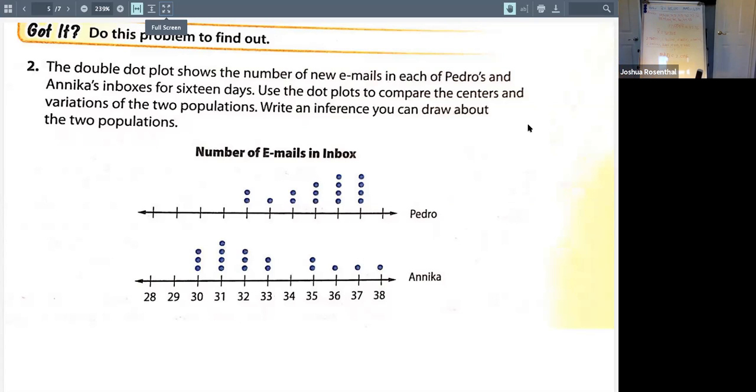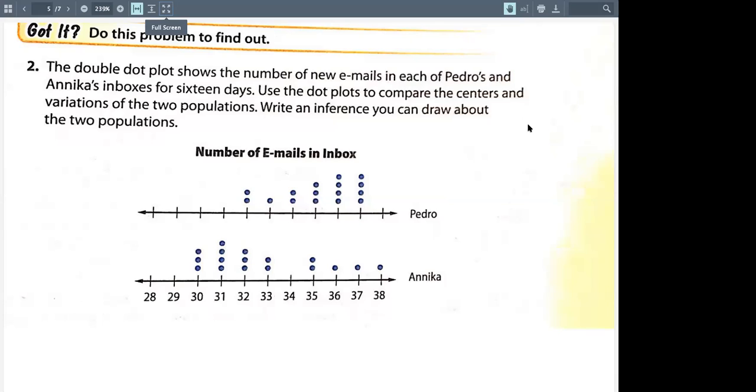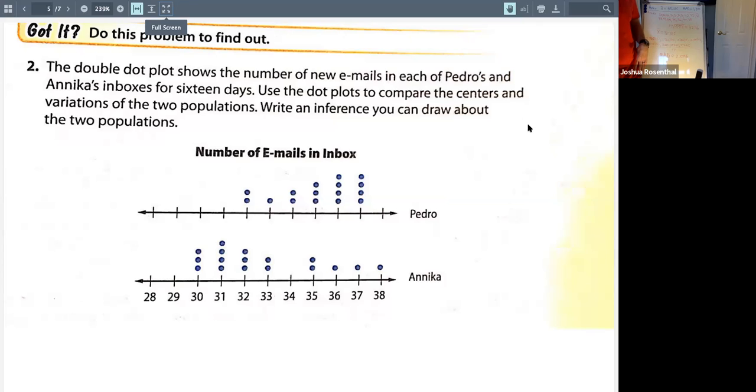All right, so you look at those distributions there. I'm sharing the screen with you. And Annika's MAD came out to slightly more, all right? But not much more. What does that mean again? Her incoming emails are less consistent every day. They're more spread out, right, but not by much. But the MAD doesn't tell you who's getting more emails. That would be the mean or the median. And you could see Pedro's mean is he's getting on average 3 more emails per day than she is. And if you look at where the middle of her data is, somewhere around 32.